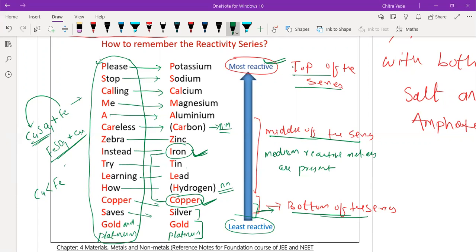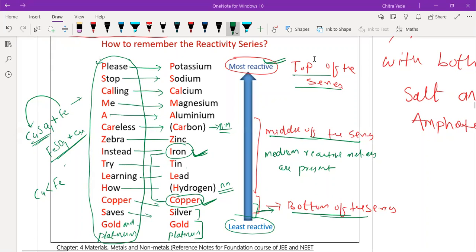See, hydrogen is the atom which is still not decided whether it is metal or non-metal. In the modern periodic table, we have one drawback. What is that drawback? Hydrogen shows properties of alkali metals as well as of halogens. Halogen means chlorine, fluorine, bromine, iodine.